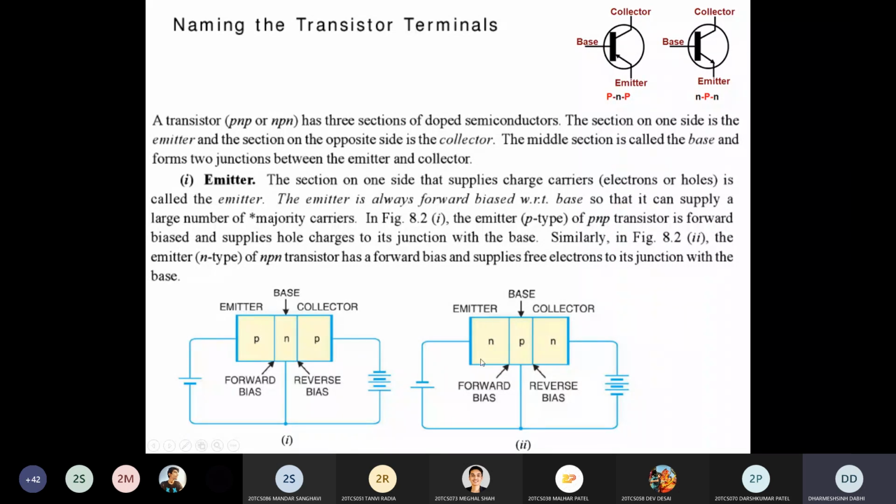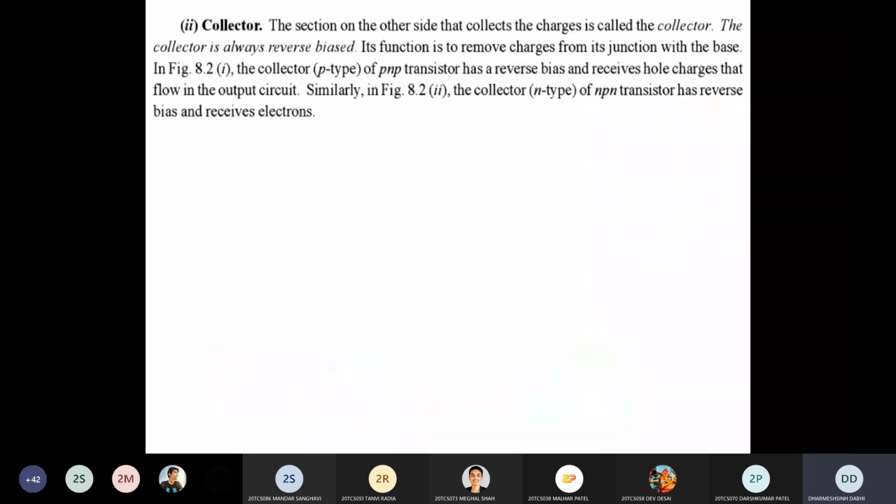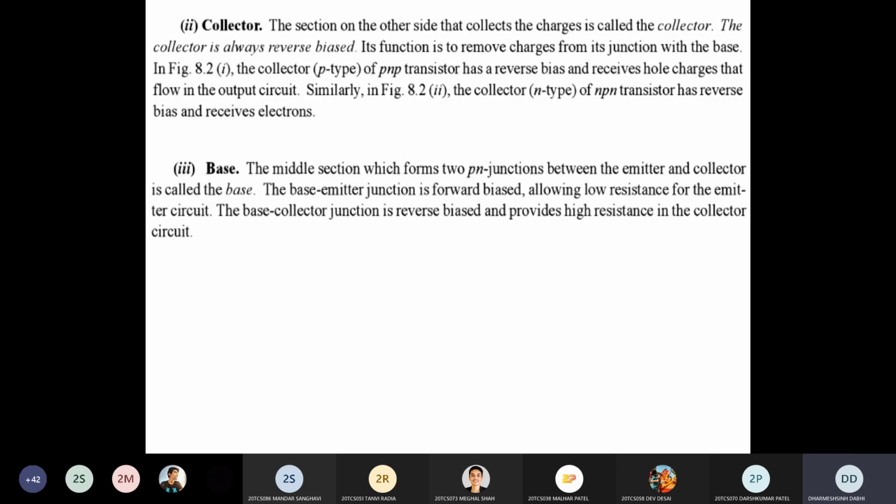Clear? The same way, in the NPN type of transistor, the N layer collector terminal's function is what? To collect the electrons which are supplied by the emitter terminal, because the electron is the majority charge carrier in this NPN type of transistor. Clear? So in short, the collector function is what? To collect the charges, whether electrons or holes. Clear? So that's why it is called a collector terminal.